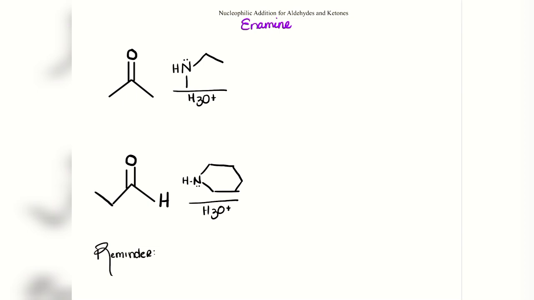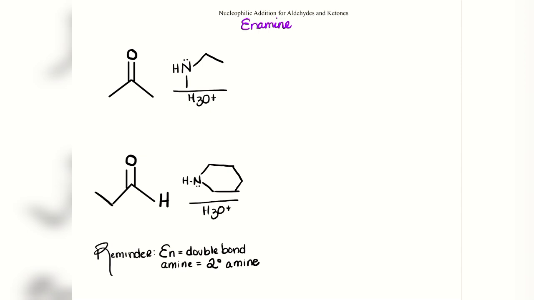Today we'll be discussing nucleophilic addition for aldehydes and ketones, but we're talking about enamine. So let's break down what enamine stands for. En stands for double bond. So we'll be creating a double bond somewhere, and then of course we will also have an amine in this picture. But in this particular reaction, unlike imine, enamine is always going to use a secondary amine.